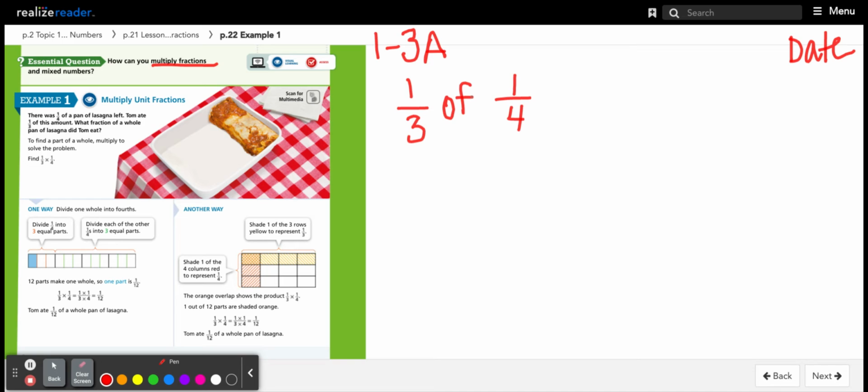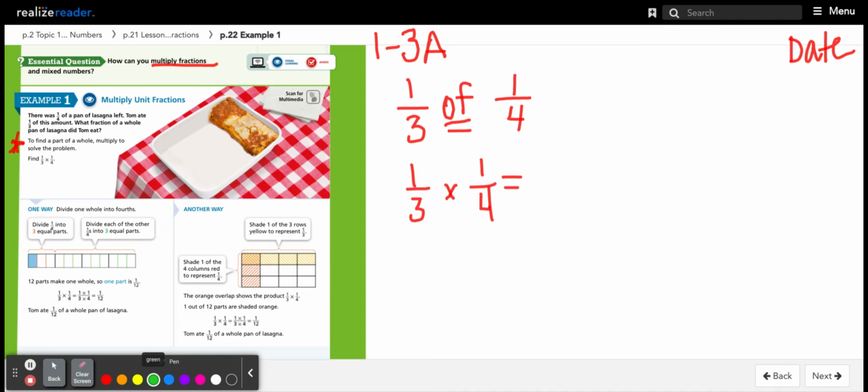So they give us a little hint here. It says to find a part of a whole, multiply to solve the problem. Well, 1/3 of 1/4, some of you might remember that "of" is a key word that we're going to be multiplying. So we have 1/3 times 1/4 equals. Now, before we solve that problem, we have our multiplying fractions problem set up here. But let's look at these pictures to help us visualize the multiplication behind what we're doing.